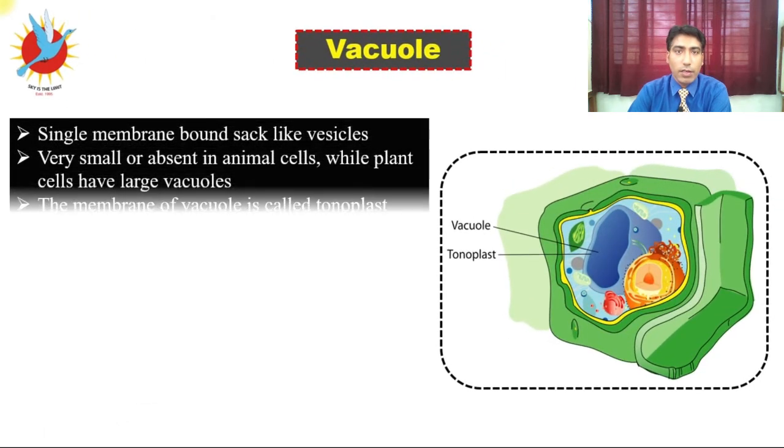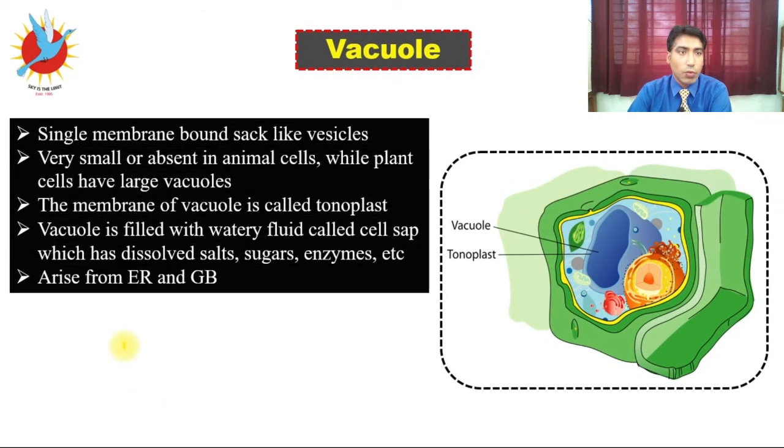Our next cell organelle is vacuole. Vacuoles are single membrane bound sac-like vesicles, very small or absent in animal cell, while all plant cells have very large vacuoles. So this is the prominent feature of the plant cell. They have very large vacuoles in them.